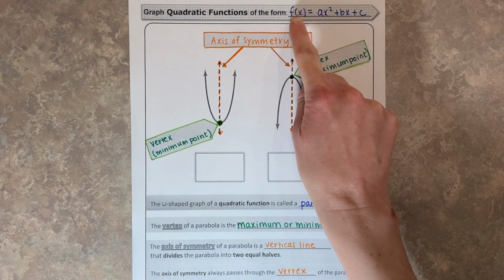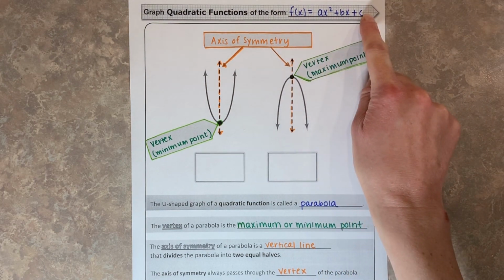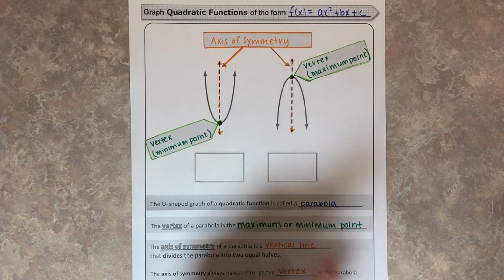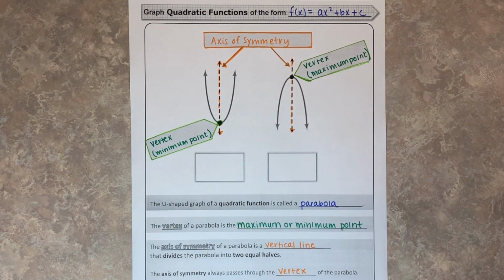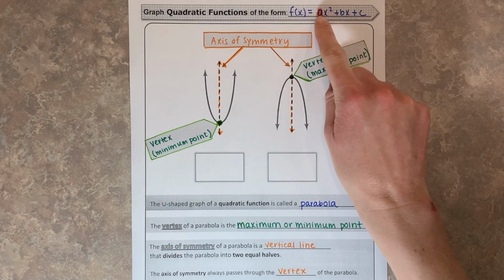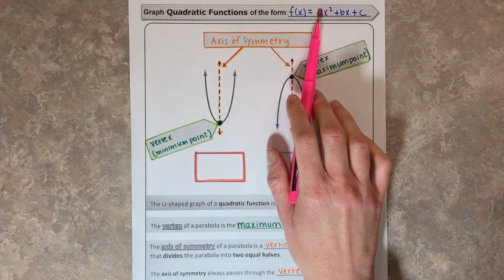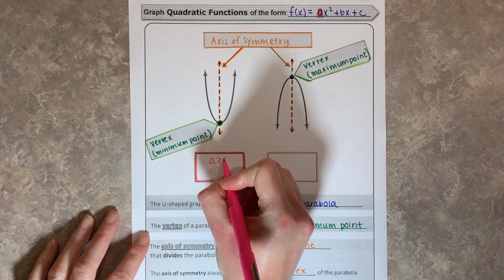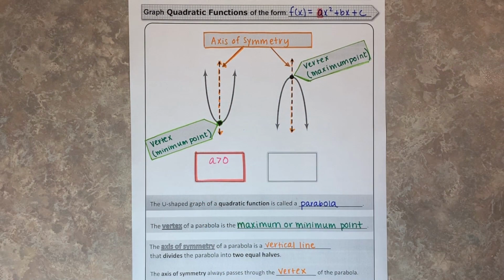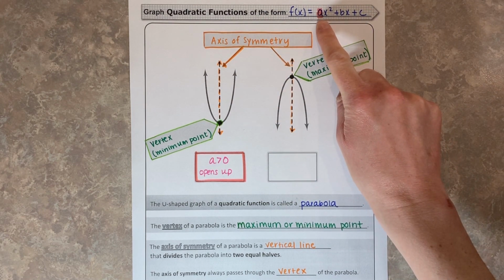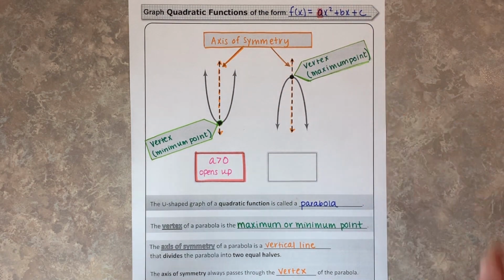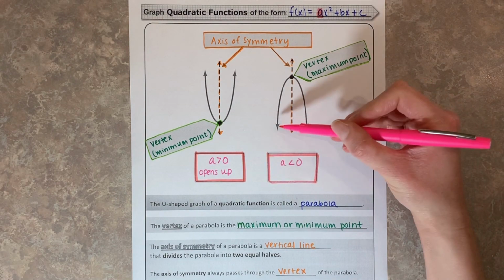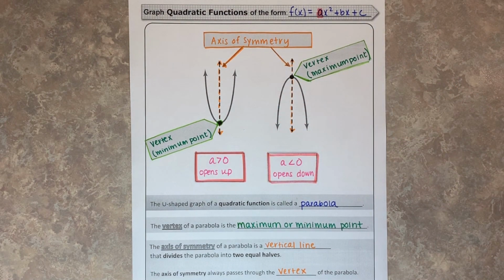And just by looking at your given quadratic function, you'll be able to know whether your parabola opens up or down. To determine if your parabola opens up or down, you'll want to look at the a, which is the coefficient of your x squared term. If your a is a positive value, in other words, a is greater than 0, then your parabola will open up, like this one. If your a is negative, or in other words, less than 0, then your parabola will open down like this one here.